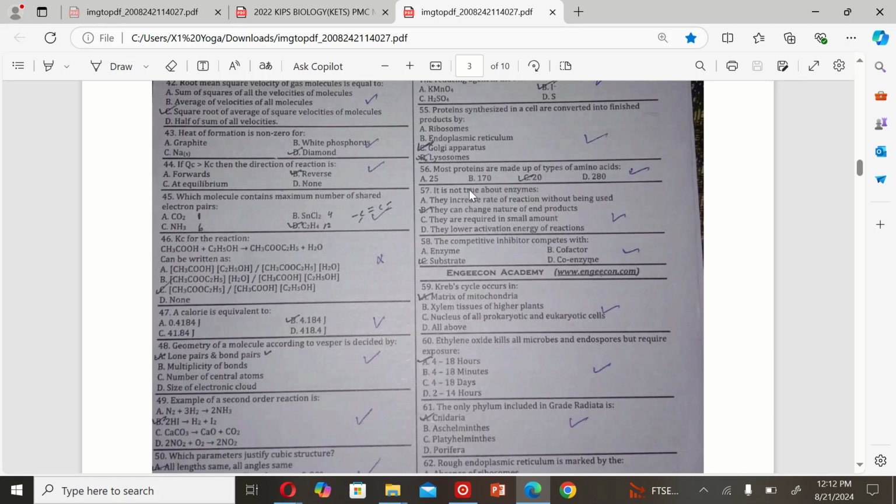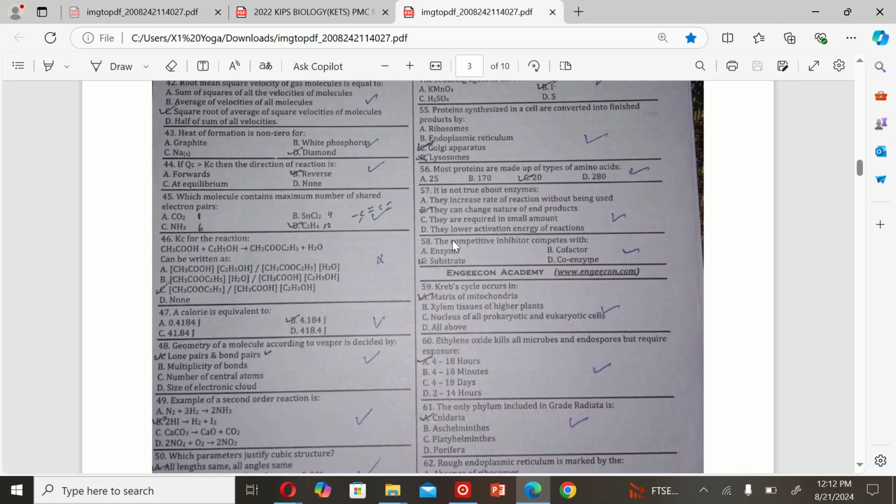The next MCQ is: which is not true about enzymes? A. They increase the rate of reaction without being used. B. They can change the nature of the end product. C. They are required in small amounts. D. They lower the activation energy of a reaction. So the correct option is B, they can change the nature of end products.